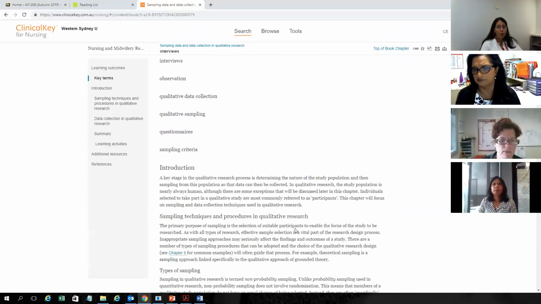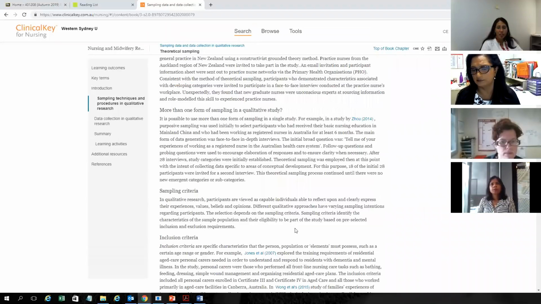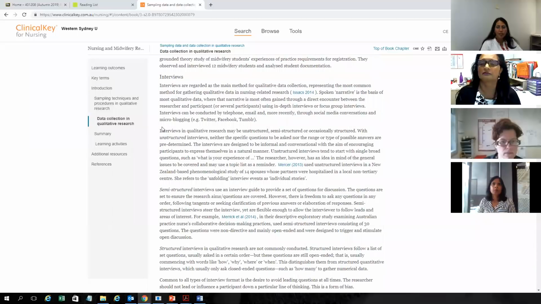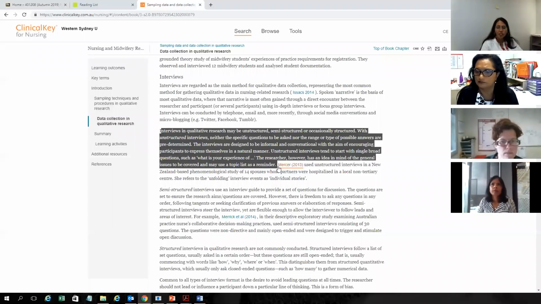If you're looking for the answer to whether this data collection method was appropriate, go down to the section on interviews. There you go. Interviews may be unstructured, semi-structured, etc. So there you have your clue. What kind of interview was used in the study? It was semi-structured. Therefore, it was an appropriate data collection method, etc. That's just one example, but you need to read through your literature and identify reasons. If you say it's appropriate, we need to support it with appropriate literature.